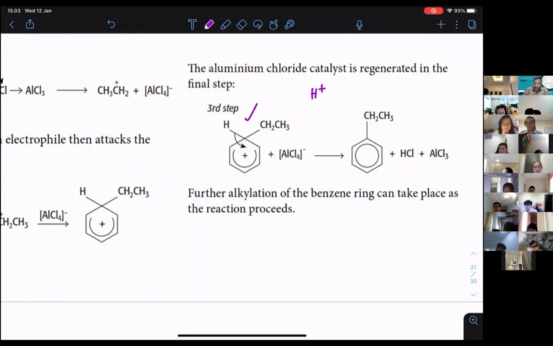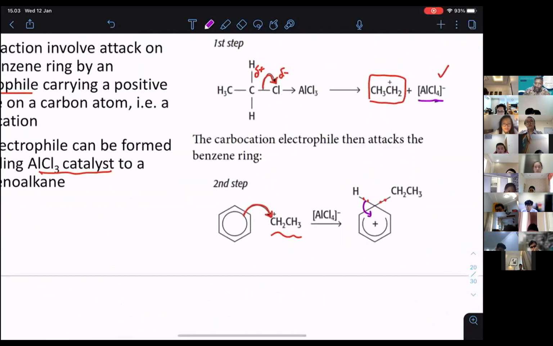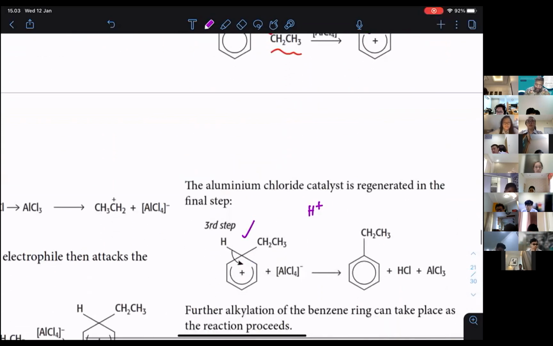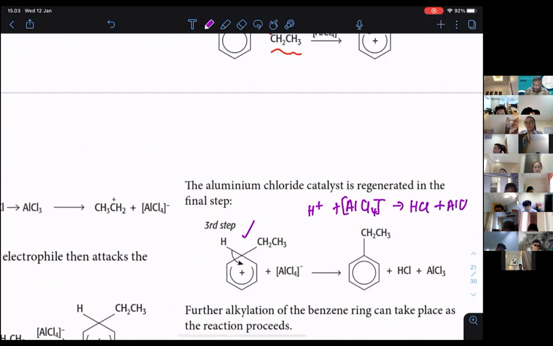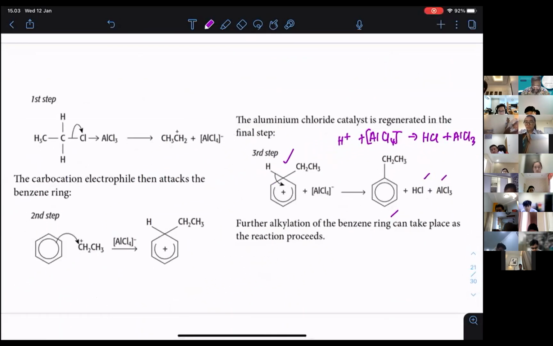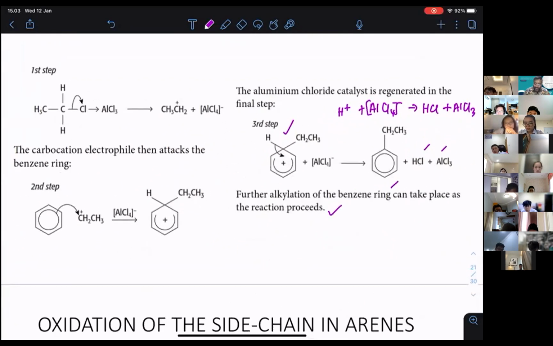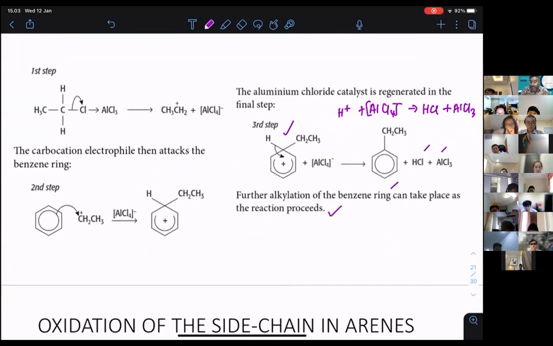We know that just now we used the halogen carrier, which is AlCl4 minus. So you can just put AlCl4 minus, and it will give you HCl and the AlCl3 back. So further alkylation can take place as the reaction proceeds, but actually this one is not required. I hope you can understand this.